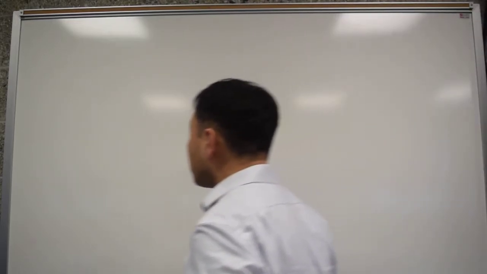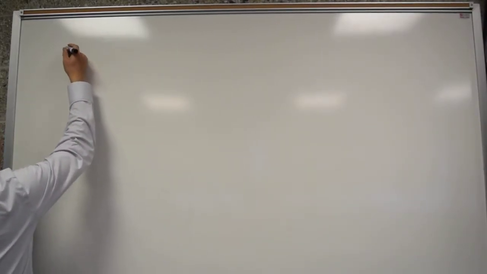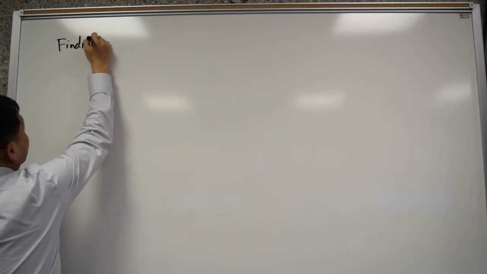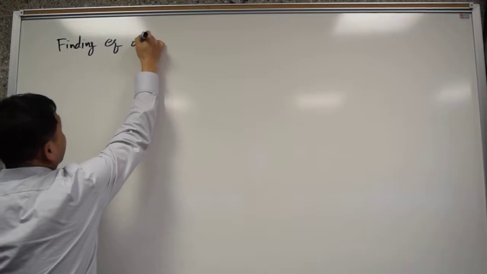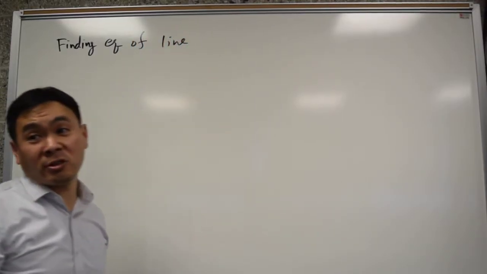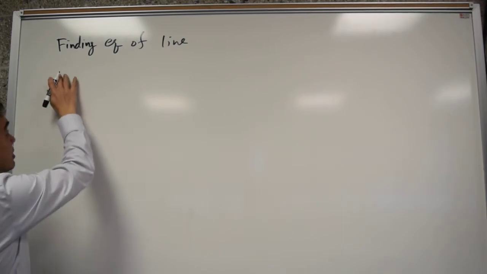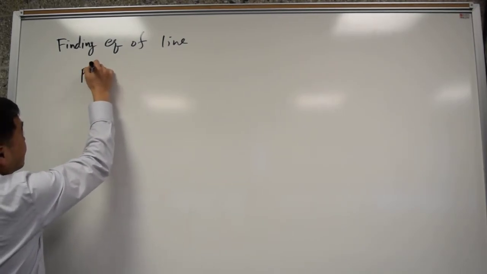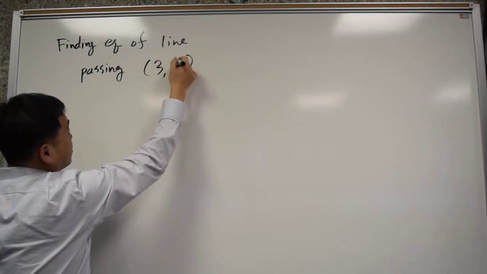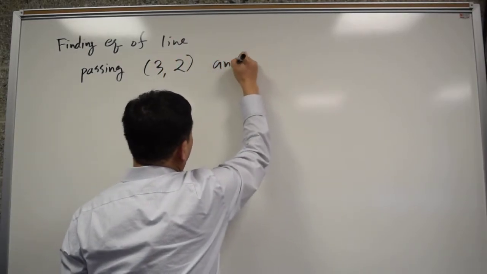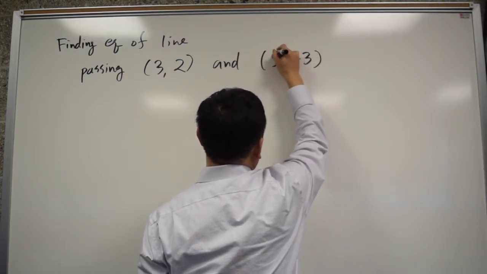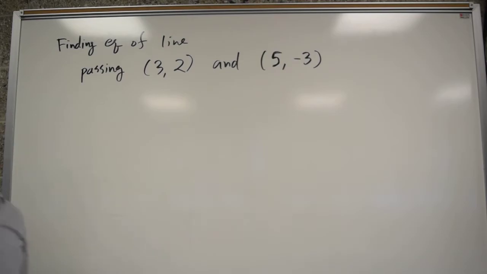Now let me give you an example of finding the equation of a line when 2 points are given. So find the equation of the line passing through (3, 2) and (5, -3). Let's try this.